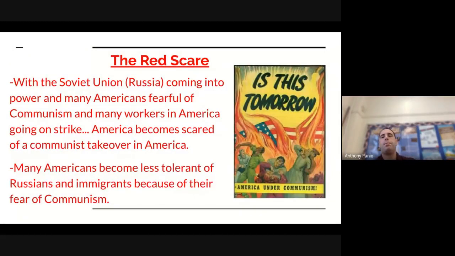Okay, but please copy down this slide. This is called the Red Scare. I'll give you a minute to do it, and then we'll discuss what it is.